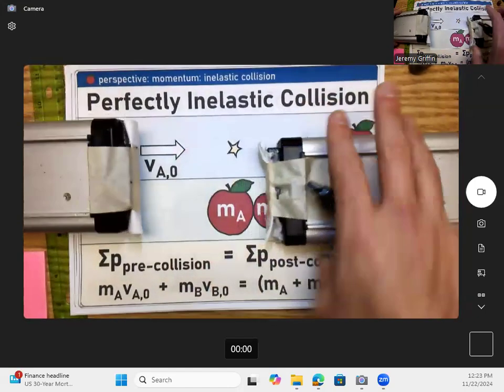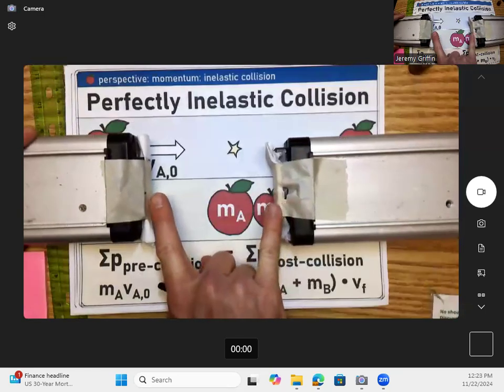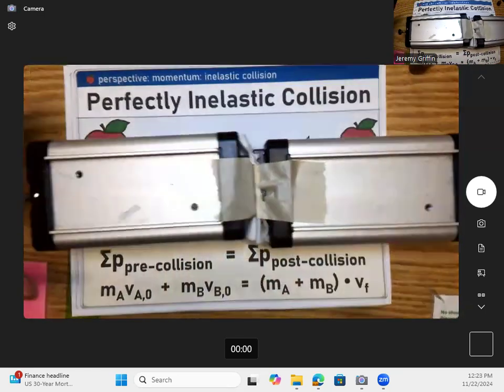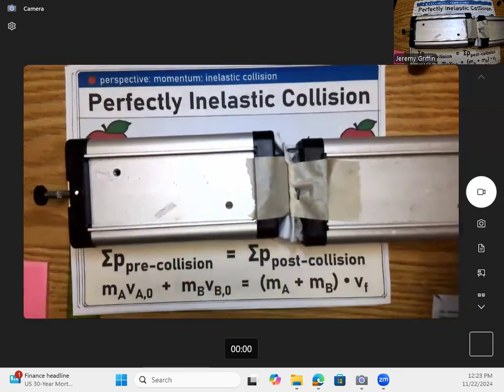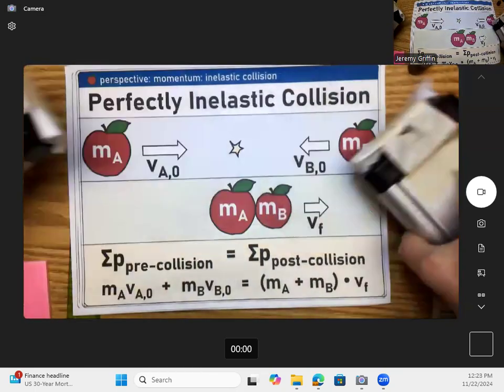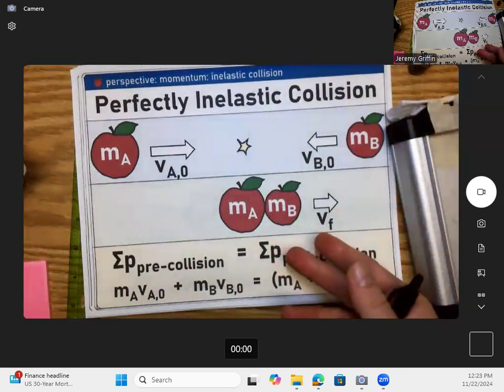You guys see I taped some magnets on here? Got some magnets with some paper towel pads. So it goes, pow, right? And then it's gonna stick together. You guys see that? Sticks together. Okay, well, that will make it perfectly inelastic then. You guys see that? Okay.